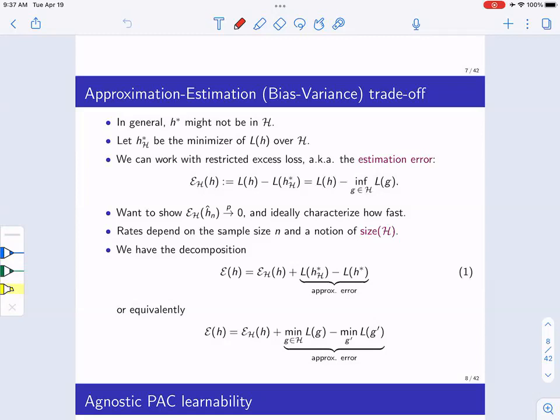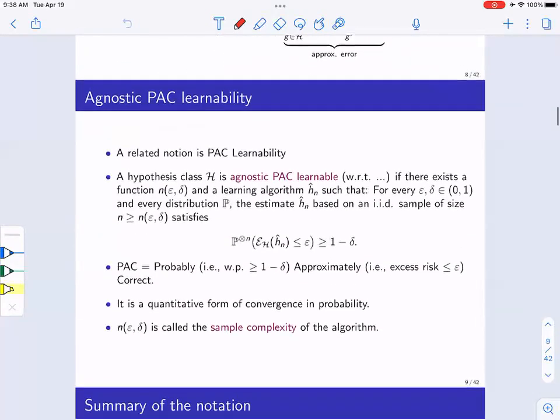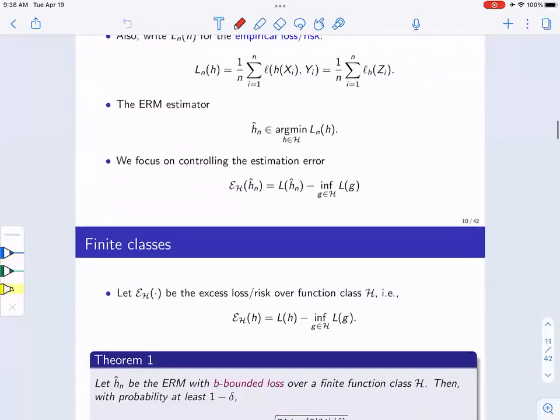The point is that if H is too small, you can always make this go to zero. Let's say if H has just a single element, but then the approximation term would be large. So you want to provide conditions under which this goes to zero for a sufficiently rich class of functions. And then you would hope that the approximation term is small. You can later analyze this. This is a fairly separate mathematical problem. Or you can just assume that if the class is sufficiently large, H star belongs to that class, and so this is going to be zero. That's another way of dealing with it, by assumption. Okay, questions?